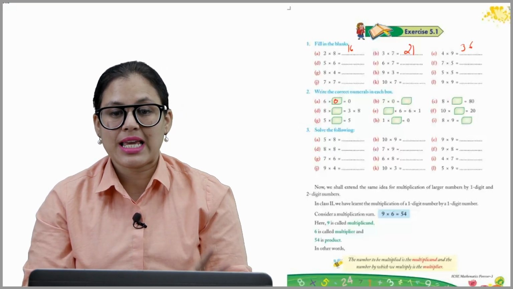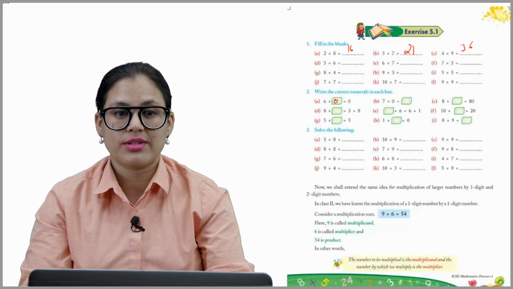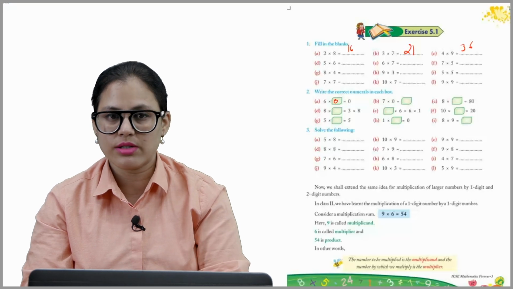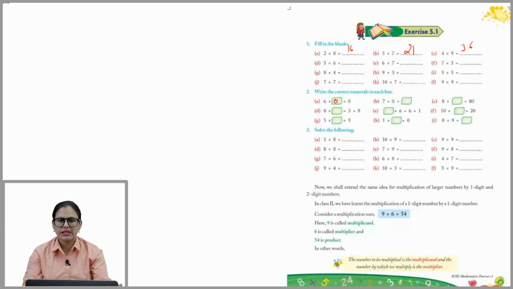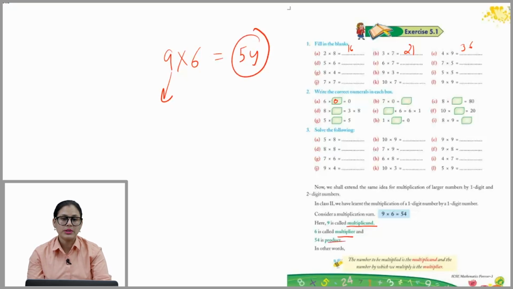Now we shall extend the same idea for multiplication of larger numbers by 1 digit and 2 digit numbers. In class 2, we have learned the multiplication of a 1 digit number by a 1 digit number. Consider a multiplication. So, 9 into 6 or 9 6s are 54. 9 is the multiplicand and 6 is the multiplier, and the answer is the product. In other words, the number to be multiplied is the multiplicand and the number by which we multiply is the multiplier, right?